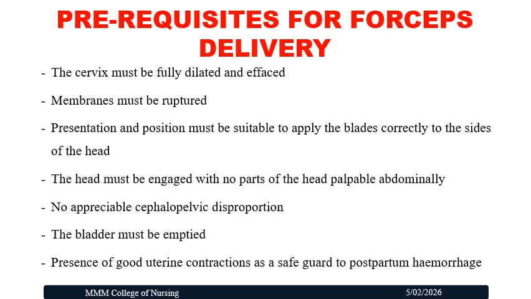Prerequisites for forceps delivery. Here the cervix should be fully dilated and also effaced. The membrane should be ruptured. Presentation and position should be suitable to apply the blades correctly to the sides of the head. The head must be engaged with no parts of the head palpable abdominally, and no appreciable cephalopelvic disproportion. The bladder must be emptied for the mother. Presence of good uterine contractions as a safeguard against PPH. So these are the prerequisites we have to check before we apply the forceps.